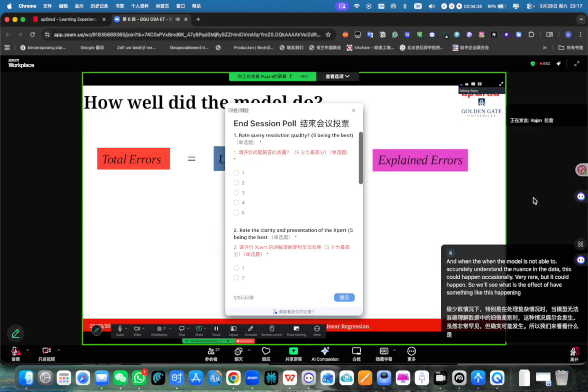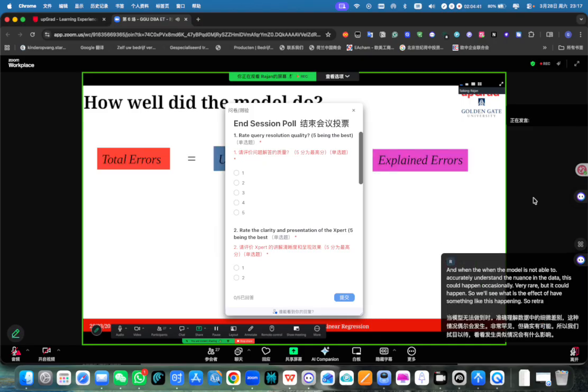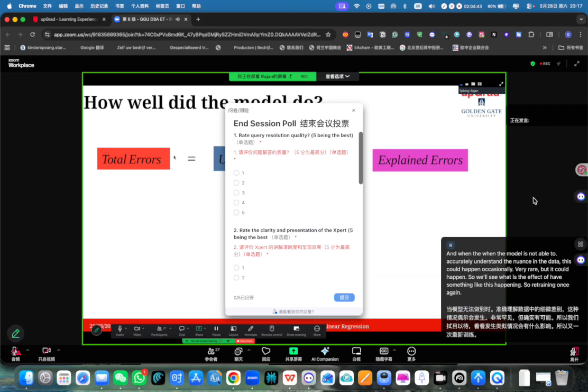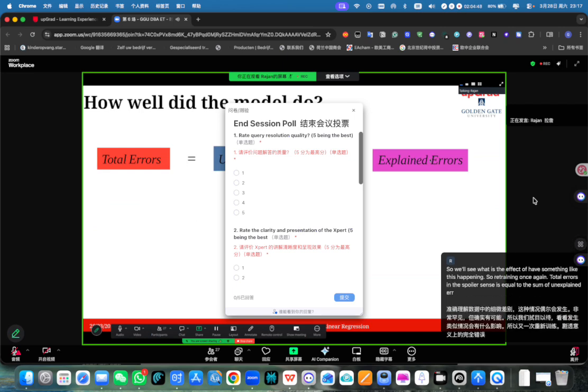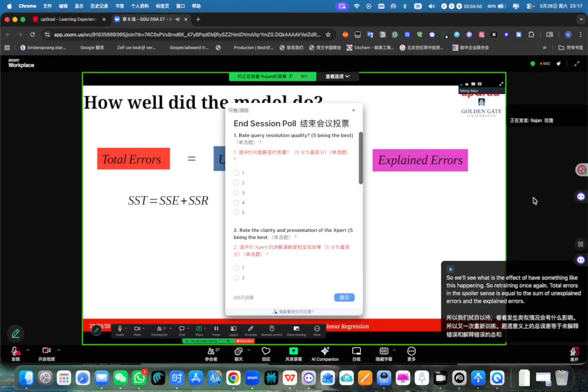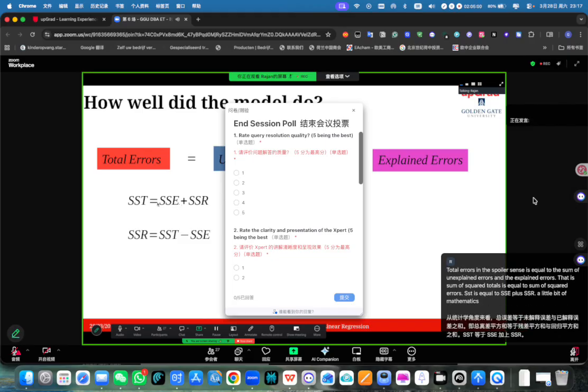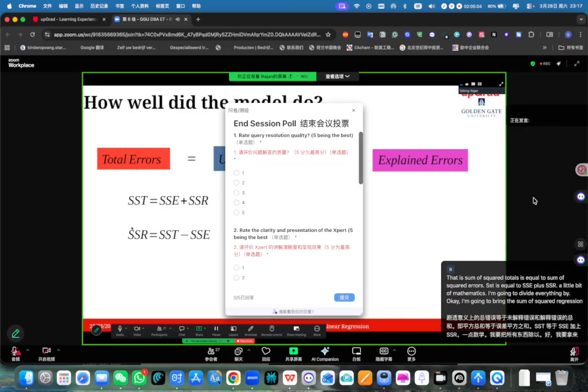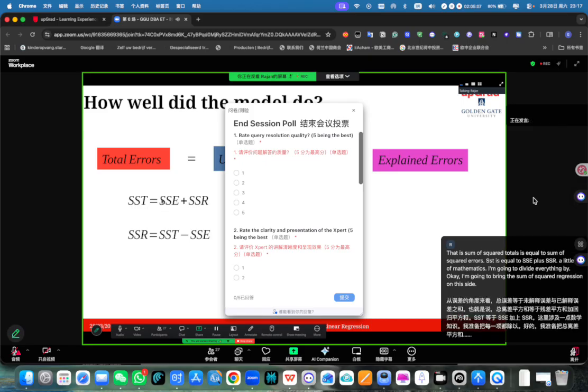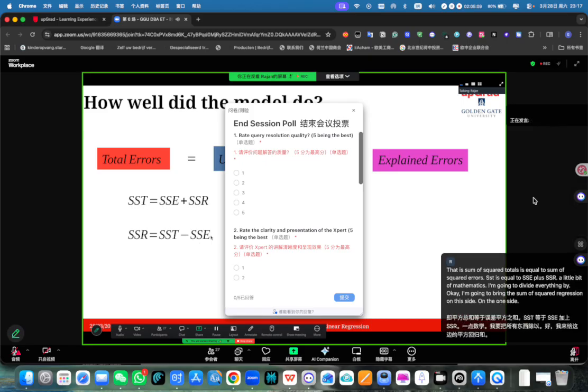So reiterating once again, total errors in the squared sense is equal to the sum of unexplained errors and the explained errors. That is, sum of squared totals is equal to sum of squared errors plus sum of squared regression. SST is equal to SSE plus SSR. A little bit of mathematics. I'm going to bring the sum of squared regression on one side. That will be equal to sum of squared totals minus sum of squared residuals.